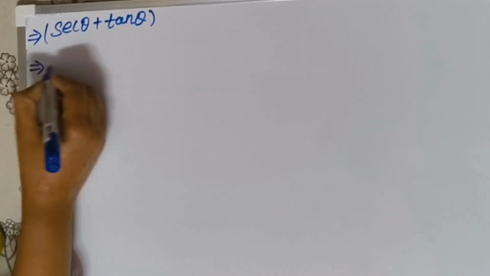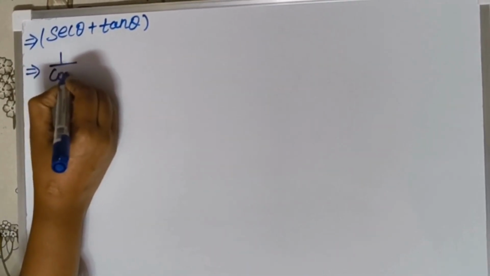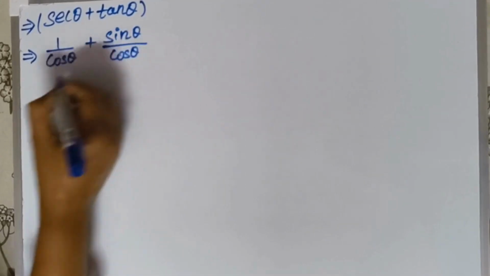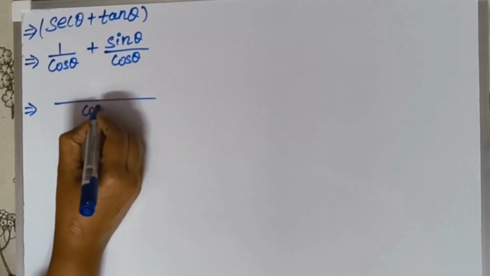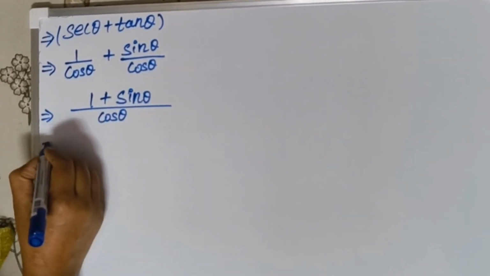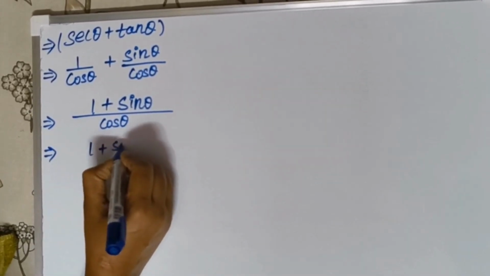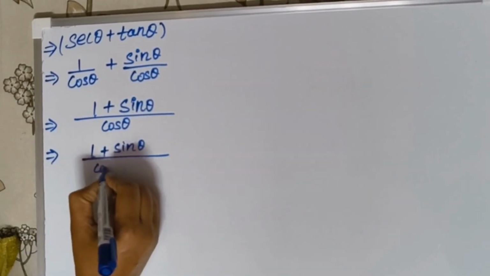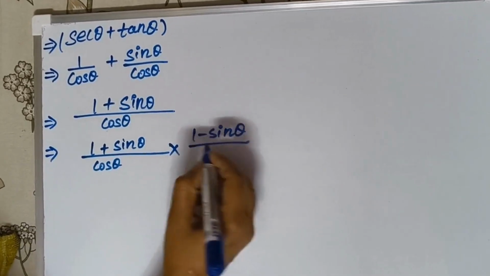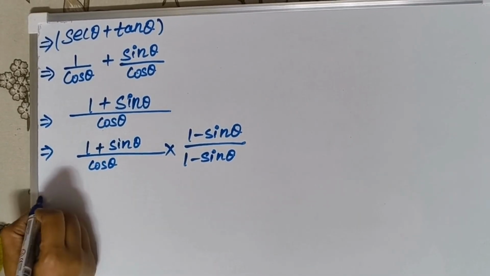So now we have sec theta plus tan theta. Here we will break sec theta in terms of cos theta and tan theta in terms of sin and cos. So I am writing 1 by cos theta plus sin theta by cos theta. Now take the LCM: cos theta in the denominator and numerator 1 plus sin theta. If you remember, in the RHS we have 1 minus sin theta as denominator. So we will multiply by 1 minus sin theta, to both numerator and denominator, the same value.